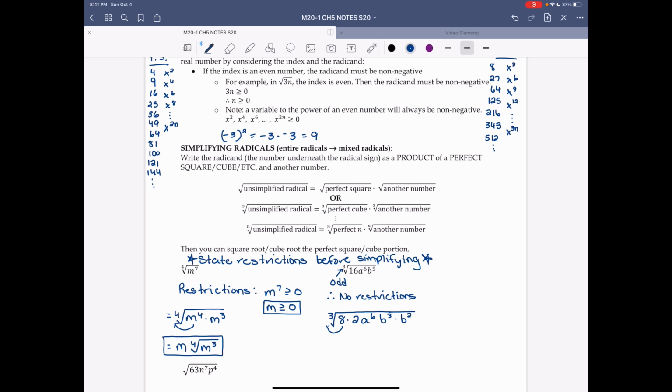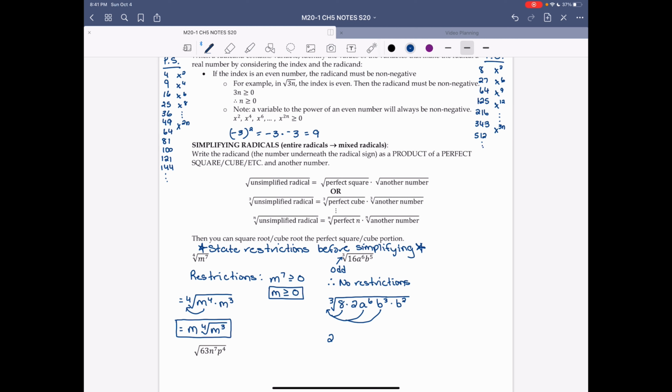Then the items that are perfect cubes, which are 8, a to the 6, and b to the 3, we can cube root them and take them out. We get 2. When we cube root a to the 6, we get a to the 2, because 6 divided by 3 is 2. And then the cube root of b to the power of 3 is b to the 1, or just b, times the cube root of 2b squared.